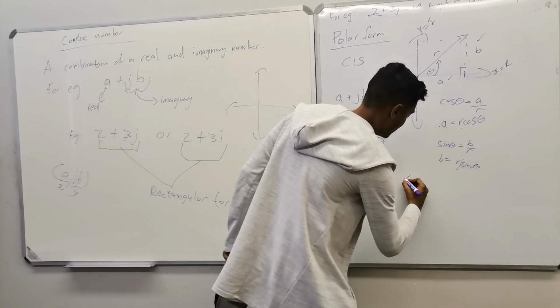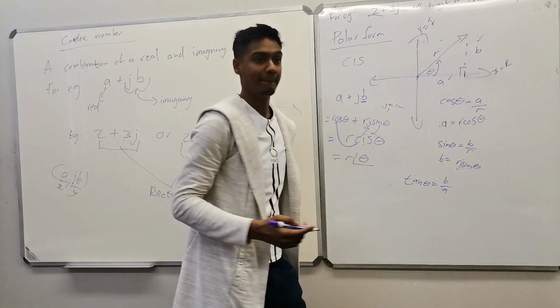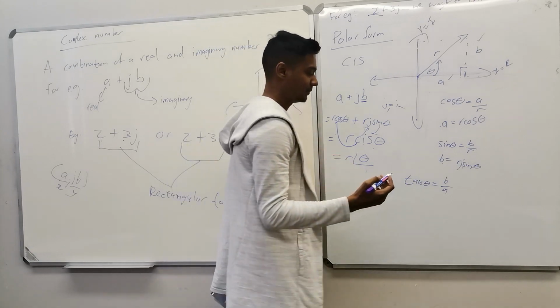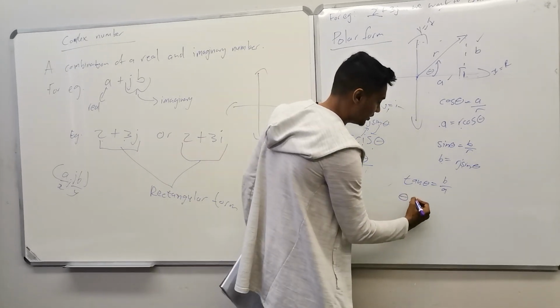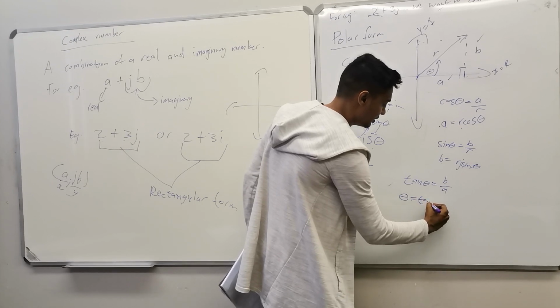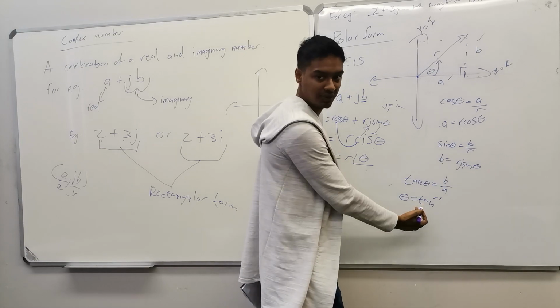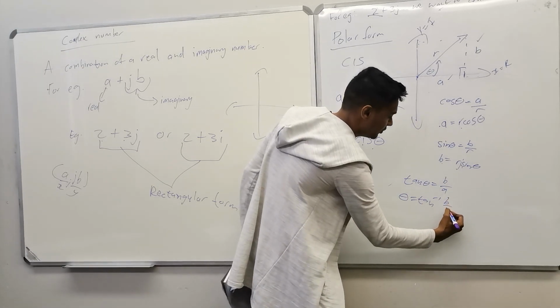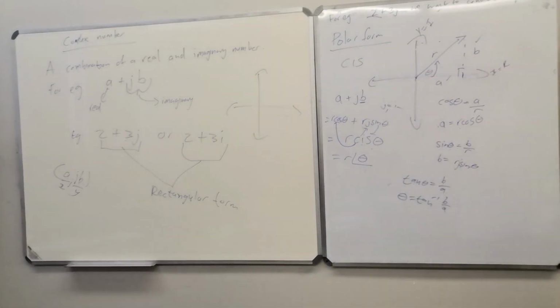Okay, so we got tan theta is equal to B over A. And then how do we calculate the angle? You shift tan in your calculator, the inverse, below this here. And then it's B over A, and you'll get your answer. That's theta.